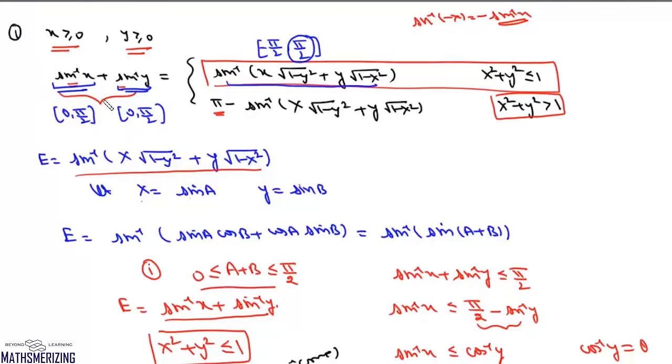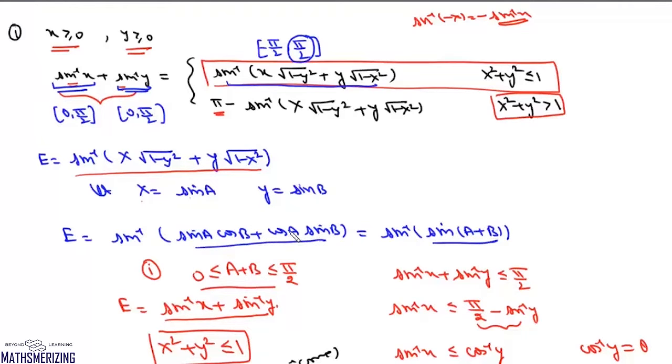But when the angle is greater than pi by 2, it goes in the second quadrant, then in that case it is no longer equal to sine inverse of this value, but it will be equal to pi minus sine inverse of x under root 1 minus y square plus y under root 1 minus x square. And we have used this formula using the simple trigonometric formula: sine a plus b is sine a cos b plus cos a sine b.